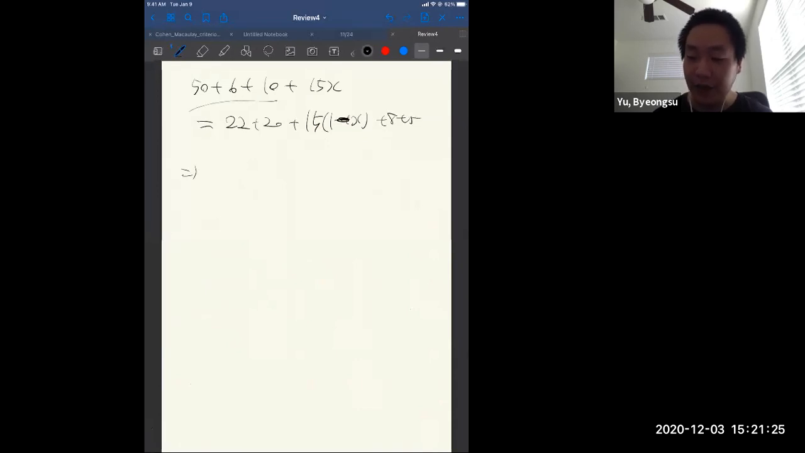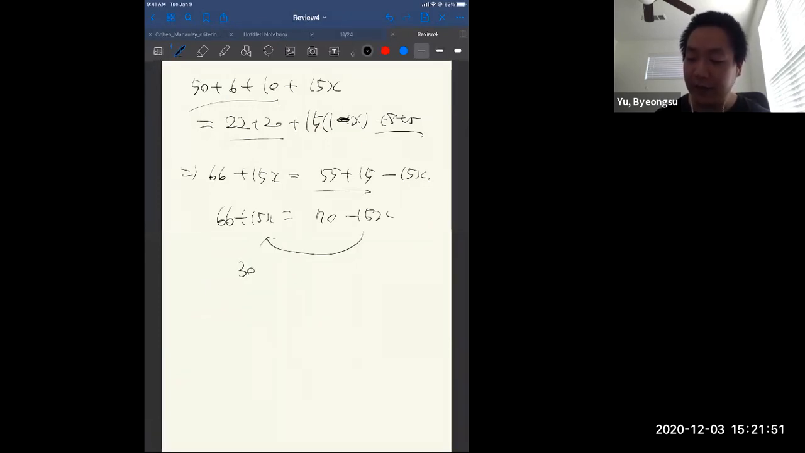And if you add all the numbers, then it is 66 plus 15x is equal to 42 plus 55 plus 15 minus 15x. So this number is 70 minus 15x, 66 plus 15x. So adding those two numbers, you get 30x is 70 minus 66. So 30x is 4. So x should be 4 over 30.